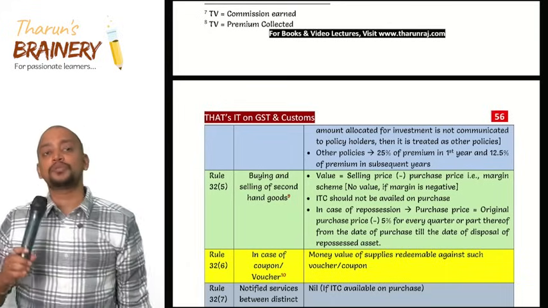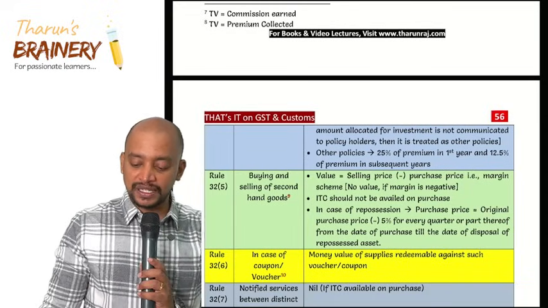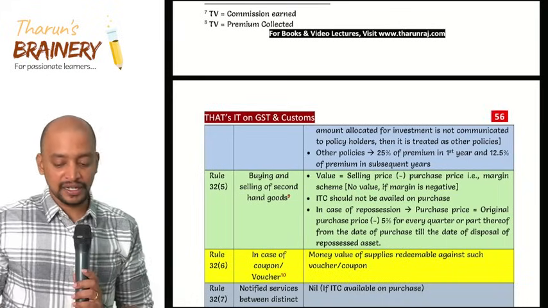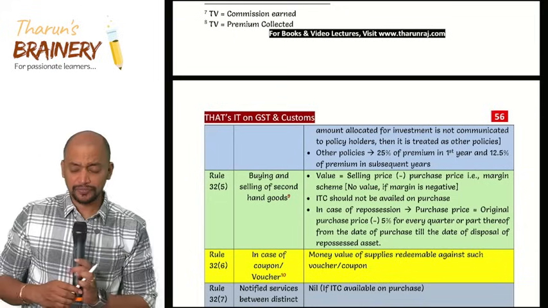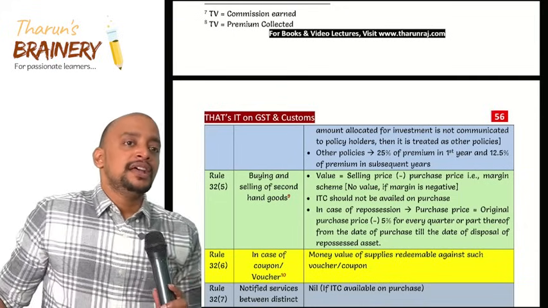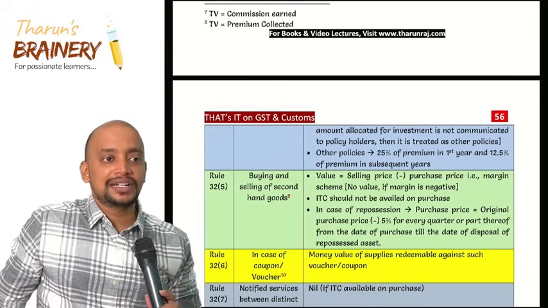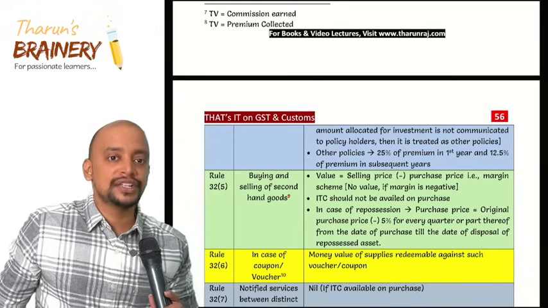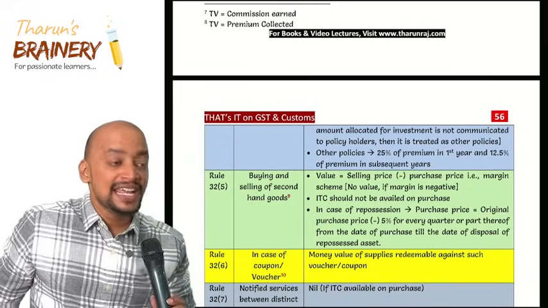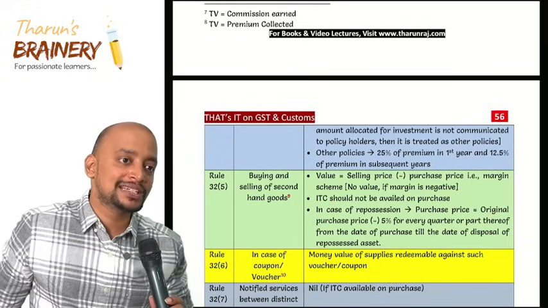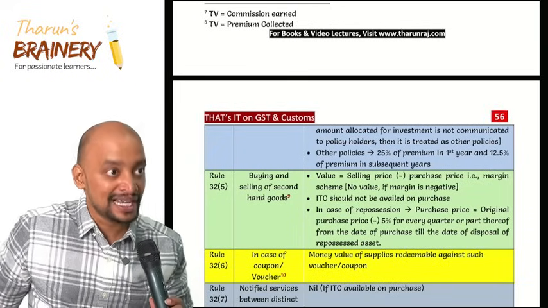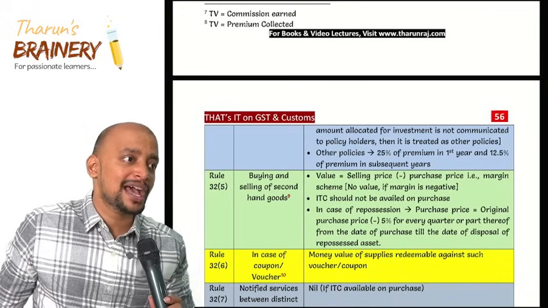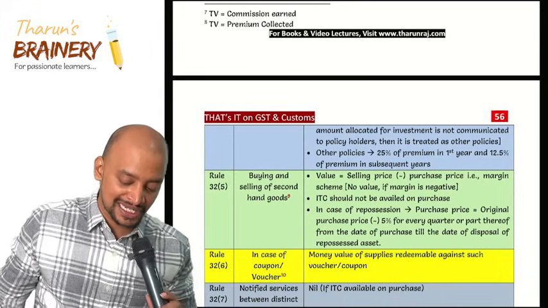So on first year premium, what should be taken as the percentage? 25%. On subsequent year premium, how much should be taken? Half, that is 12.5%. So 4 points you need to remember here. In case of risk cover policy, the entire premium collected will be taken as income to the insurance company. In case of single premium annuity policy, total premium into 10%. In case of reinvestment policy, premium collected minus amount allocated for investment. And in case of other policies, 25% of the first year premium and 12.5% of the subsequent year premium.